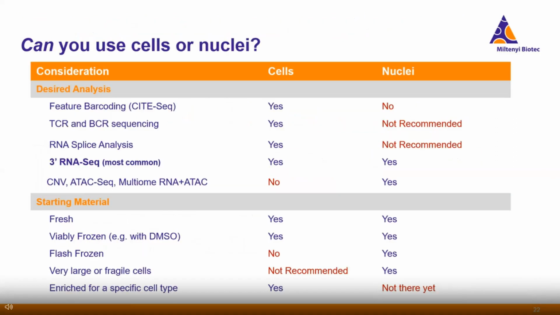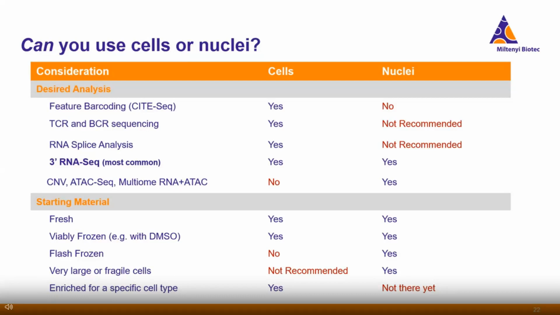Depending on your starting material and your desired analysis, you may not always have a choice to use either cells or nuclei. So, for example, clearly feature barcoding of cell surface markers will not be compatible with nuclei, and nuclei are also not recommended for TCR or BCR sequencing or analyzing RNA splice variants. On the other hand, nuclei are required when performing ATAC-seq or when using the 10x Multiome kit.